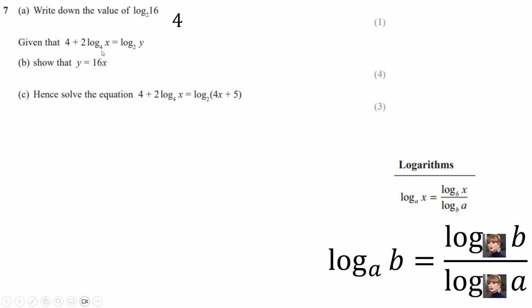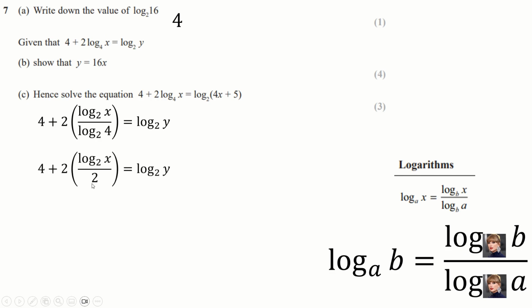So what I can do with this is I can write log to base 4 of x as log to base 2 of x over log to base 2 of 4. Just putting this number at the top of the fraction, just like here, and this number in the bottom. Now this is good for two reasons. Firstly, I've matched all the logs, but also log to base 2 of 4 is just 2, because 2 squared is 4. And then these 2's cancel, and you get this.